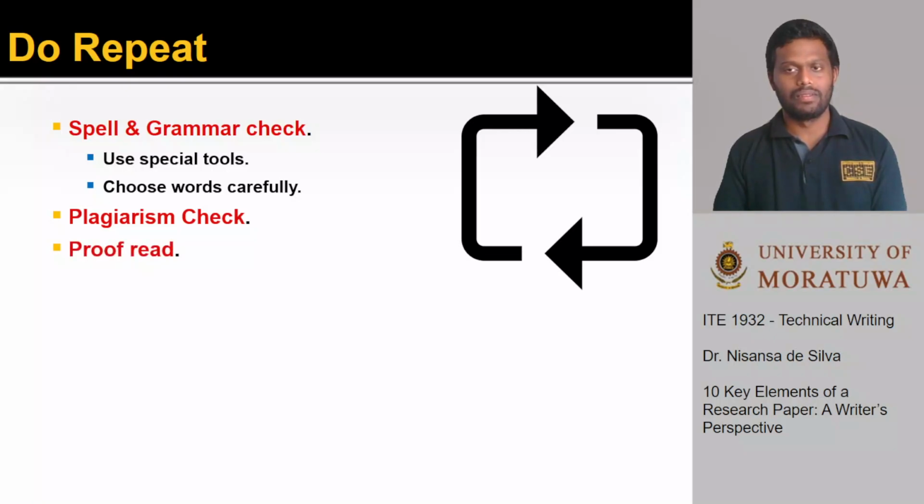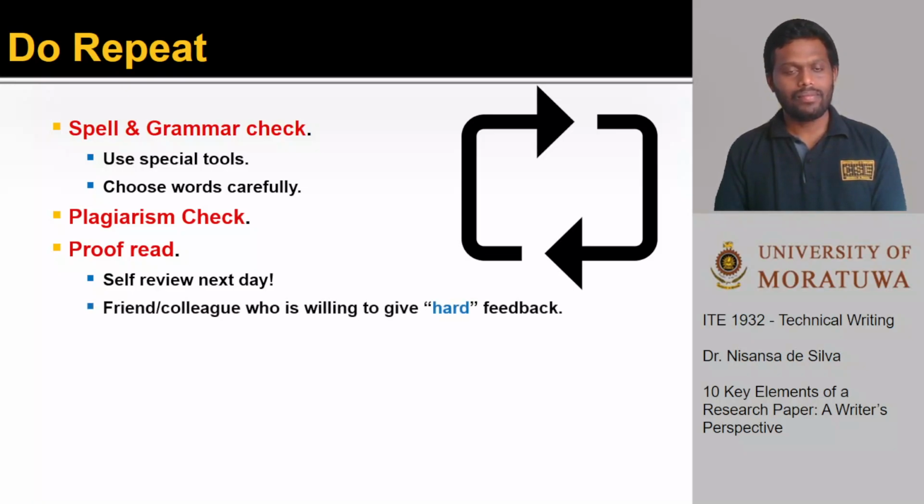Proofread, which is a continuous process. Sometimes you need to stop writing, sleep on it, and read the paper the next day. Sometimes you might see things that you might have missed today. And you might give it to a friend or a colleague.